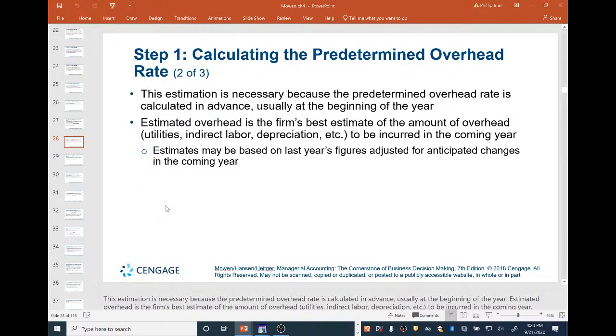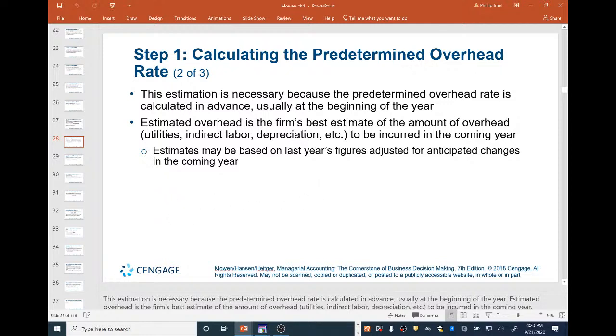Okay, it says here this estimation is necessary because the predetermined overhead rate is calculated in advance, usually at the beginning of the year, right? So we're going to calculate this at the beginning of the year because, like I said before, we know what direct labor is, we know what direct materials are throughout the period, just based upon the number of hours that people work or based upon the amount of material that we're purchasing, right? So this right here, the predetermined overhead rate, is what we're going to use to apply to whatever the cost driver is or whatever it is that we have to apply to, right? Whatever's specific to that firm.